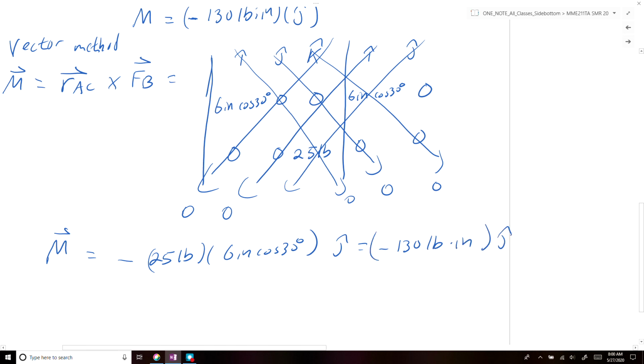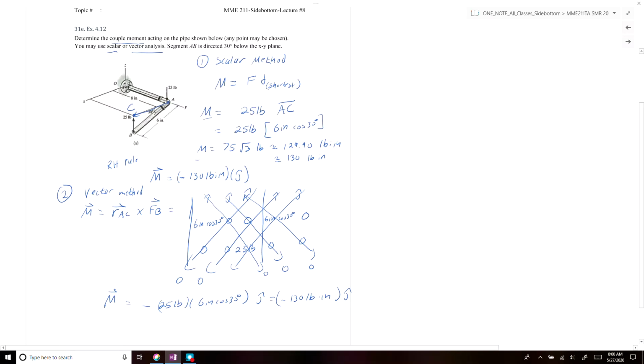All right. So to conclude, you can use either method, whatever is more comfortable for you. You can use the scalar method, where you find the magnitude using force times the distance, and then use the right hand rule to define its direction. Or you could use the vector method, where you define RAC and FB as Cartesian vectors, evaluate the cross product using the determinant, and solve for the moment that way. So either method is fine, whichever one you're more comfortable with.